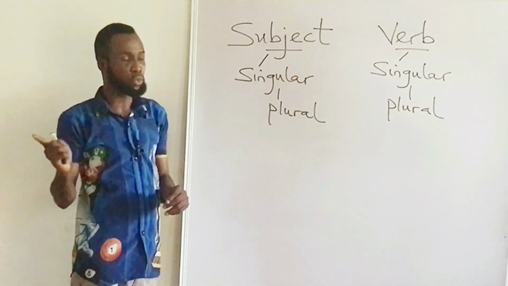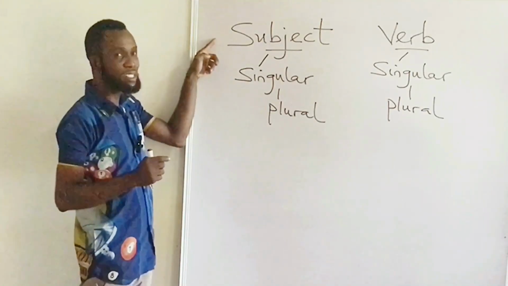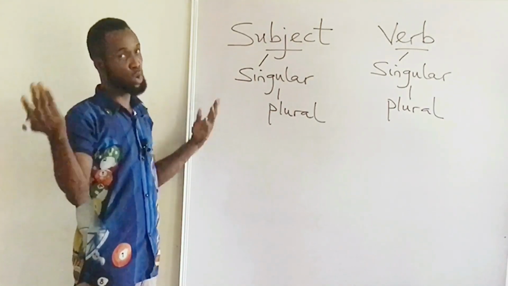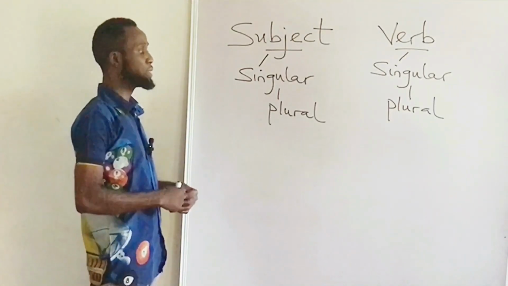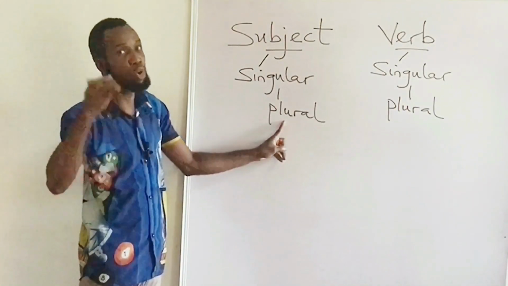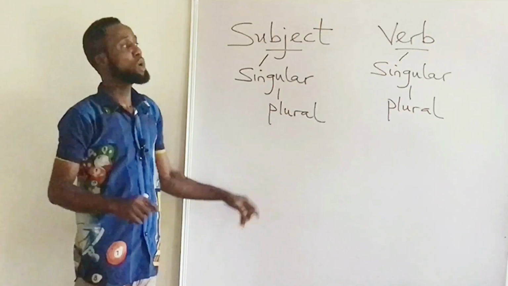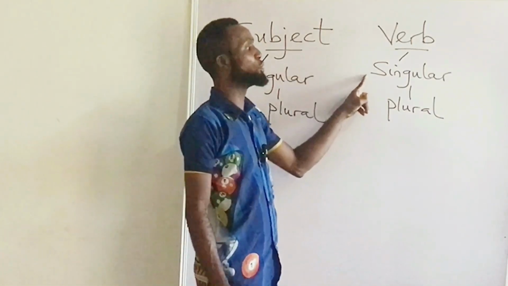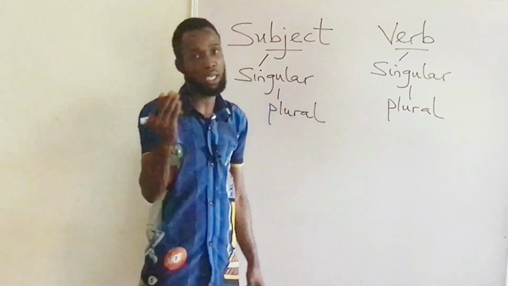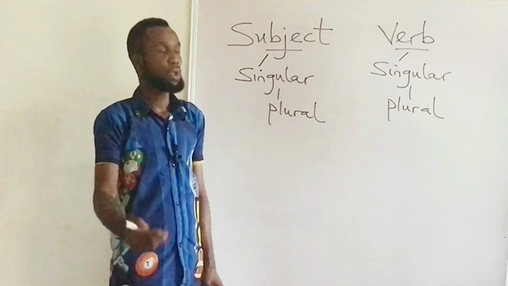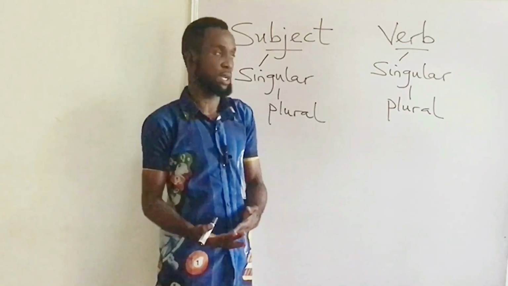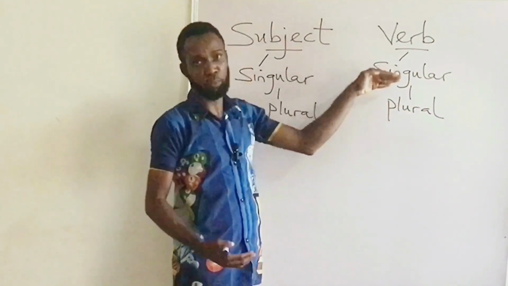In case you didn't know, a subject is said to be singular if it refers to one, whereas a subject is said to be plural if it refers to more than one. On the other hand, a verb is said to be singular if it ends with s, es, or ies. But if a verb does not end with s, es, or ies, it becomes a plural verb.